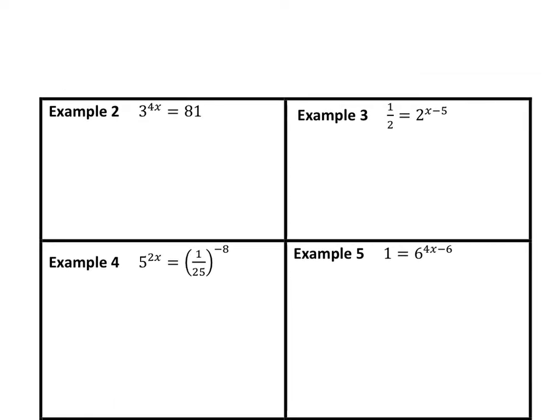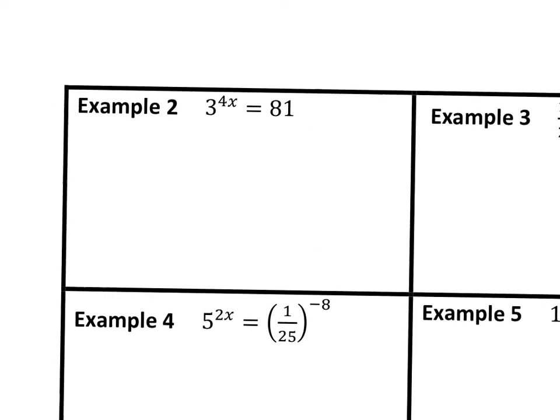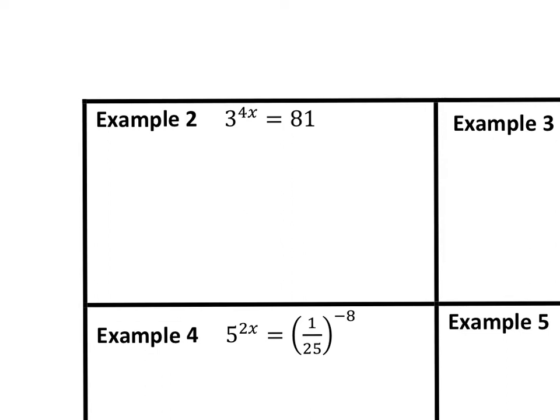Okay. Example 2. Step 1. Check to see if both sides of the equation have the same base. And I noticed that, on the right side, it's not written in base form. I don't see a base of 3 on the right side. So step number 2 says rewrite the number into an exponent. So what that means is, can I think of a power of 3? Let me zoom in here. Can I think of a power of 3 that will give me 81?